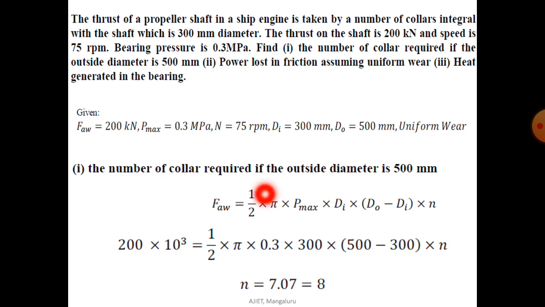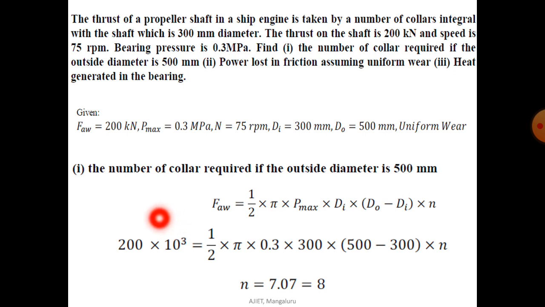So that's why you have to use this equation from clutches. Either you have to remember it or you can use it, because n is not there, so you have to multiply with n. That is half into pi into P max into D outer diameter minus inner diameter into n. So n is nothing but the number of collars, so that you have to find.